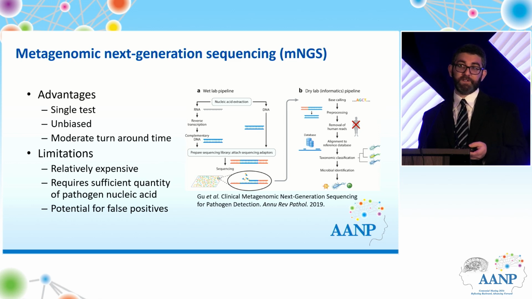The limitations are it's relatively expensive. It's a couple thousand dollars. But for a patient in the neuro ICU, I wouldn't say that's that much of an investment in getting an answer. But there is a potential for false positives. There's incidental reactivation of viruses like EBV and CMV and HHV 6 and 7, so you have to actually interpret things appropriately in context.